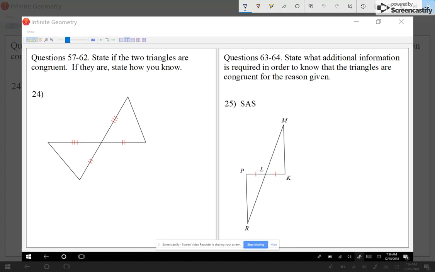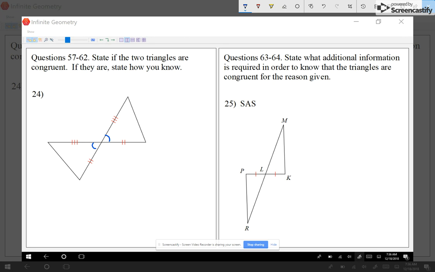Right, so starting on number 24, what we're looking at today is triangle congruency. One way I can mark an angle, if there's an x, is to say that this angle is equal to this other angle. We call it the vertical angle theorem. So this one's asking if two triangles are congruent. If they are, state how do you know.